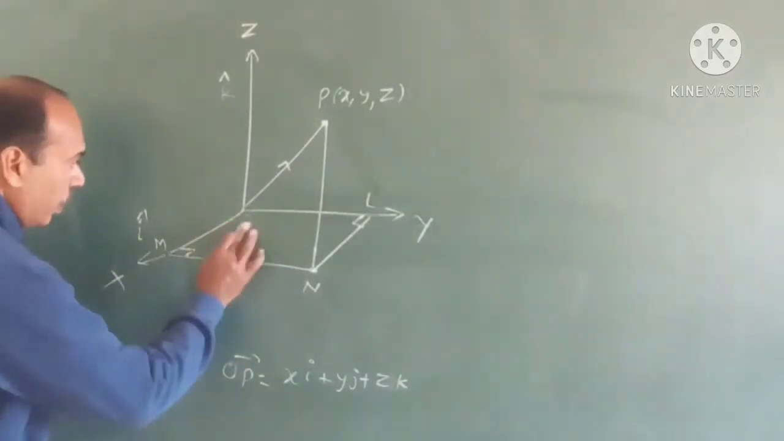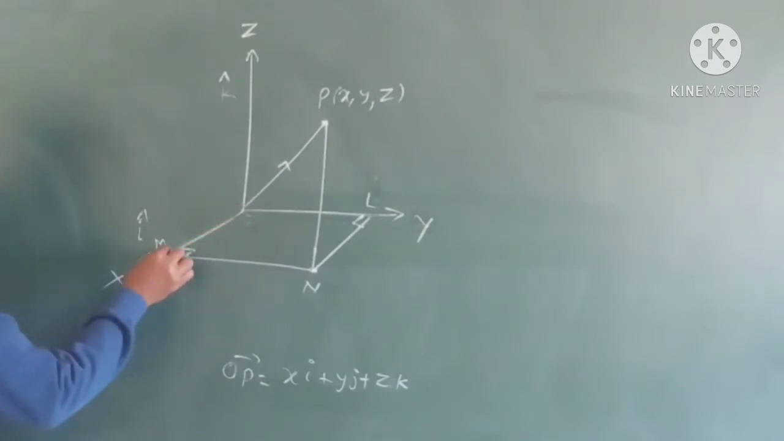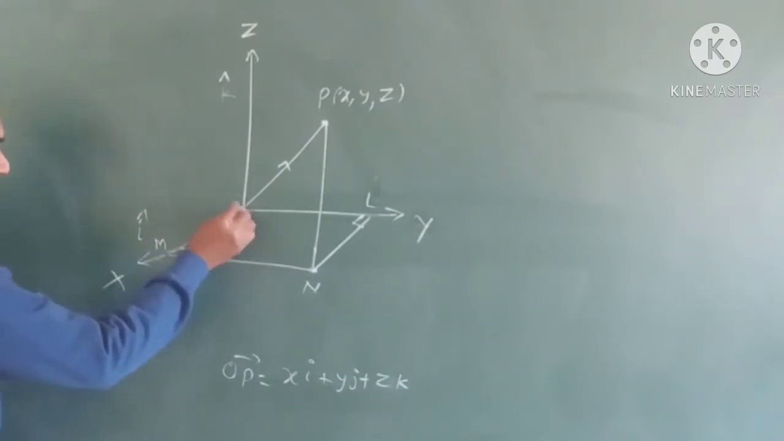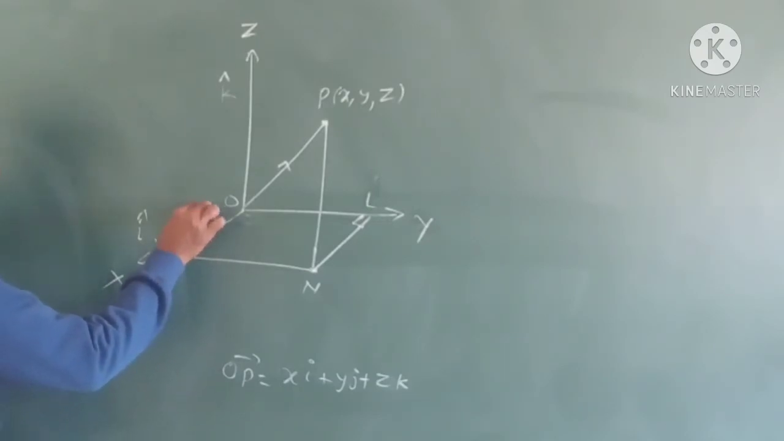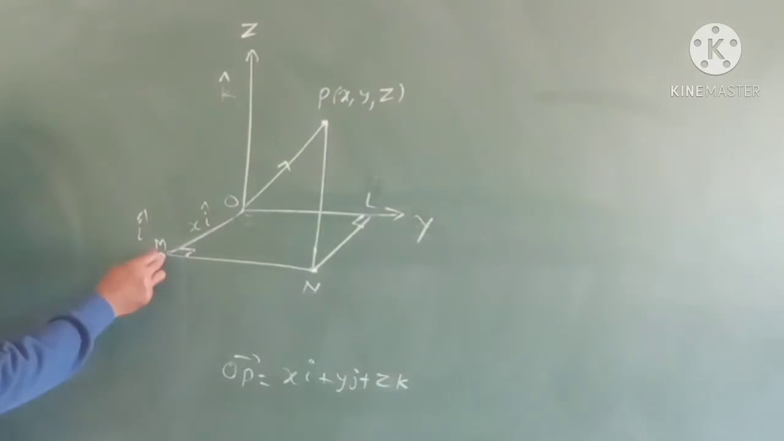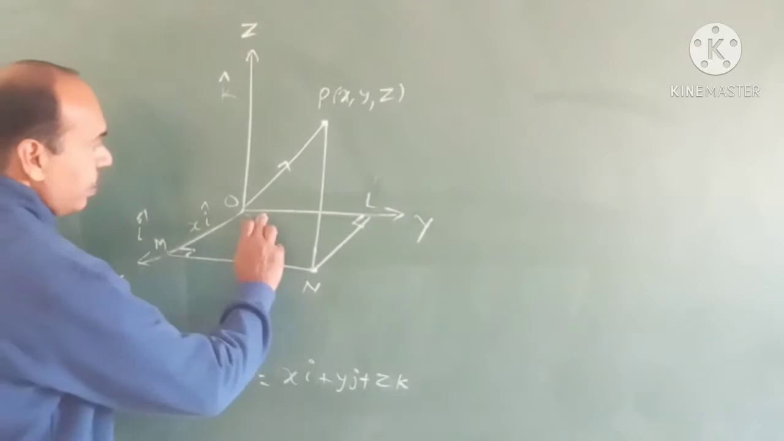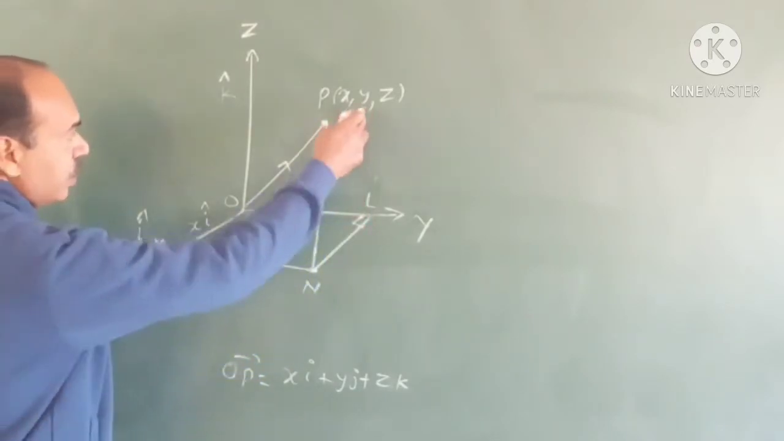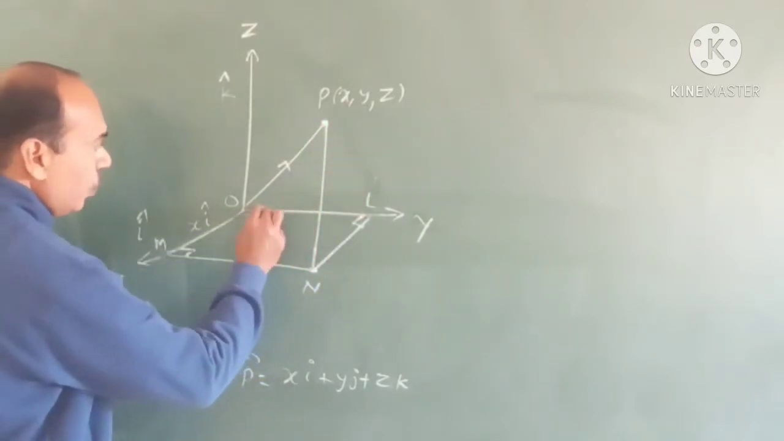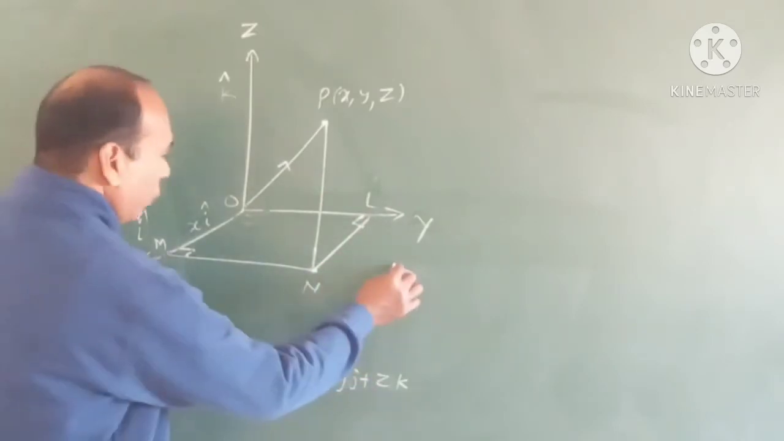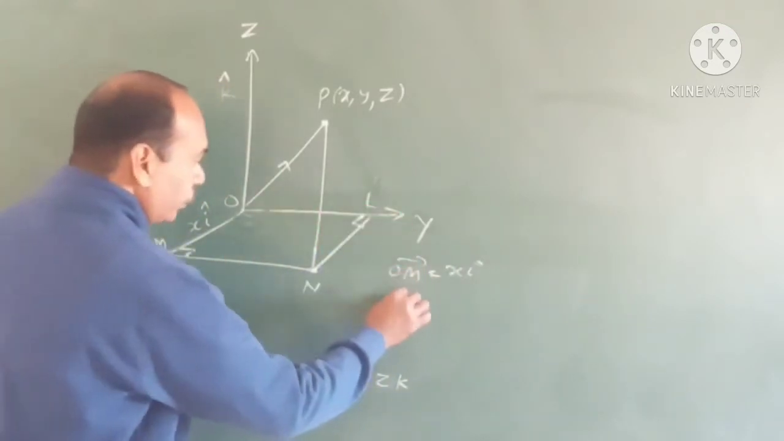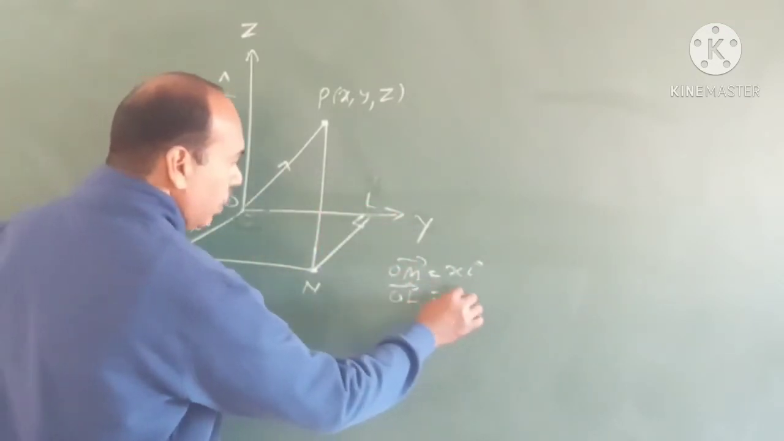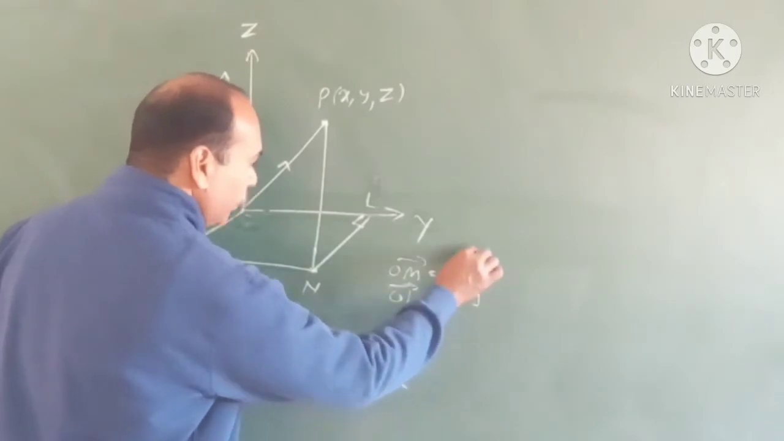Here the vector of this length, which is x units, from O to M, vector OM, is x i cap. Here vector OM is x, and i cap is the direction. Same as here, this length on the y-axis is its y coordinate, which is y. So vector OM is x i cap, and OL is y j cap.